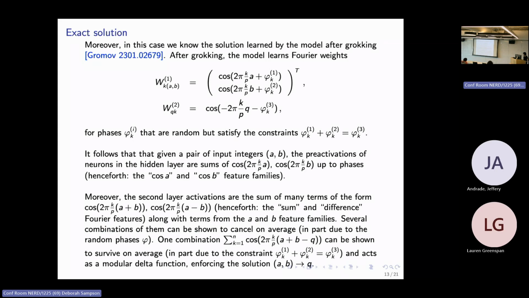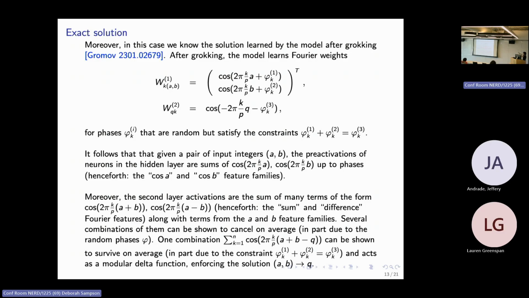And moreover, in this case, we actually know the exact solution that's learned by the model after grokking. So after grokking, the model, to a good approximation, learns Fourier weights: cosine of 2πka/p, cosine of 2πkb/p, where a and b are the input numbers, up to some phases that are random but satisfy this one constraint. Here, the indices a and b each run from 0 to p minus 1 over the two one-hot encoded entries in the input. Index q runs from 0 to p minus 1 over the output layer, and k runs over the neurons in the hidden layer.